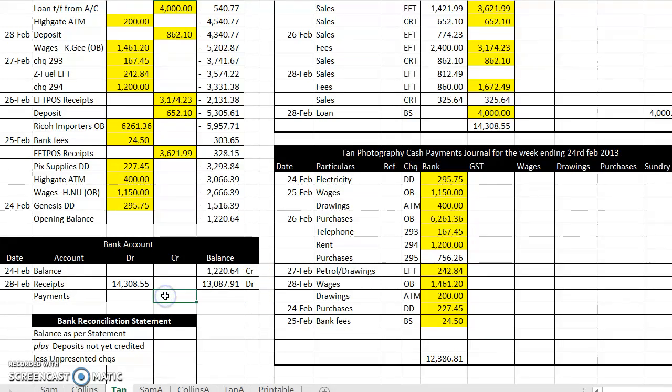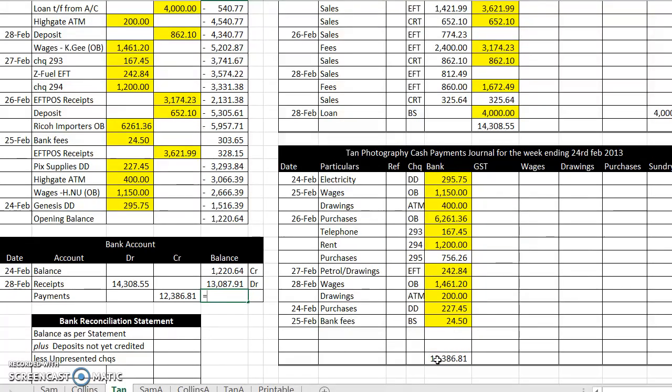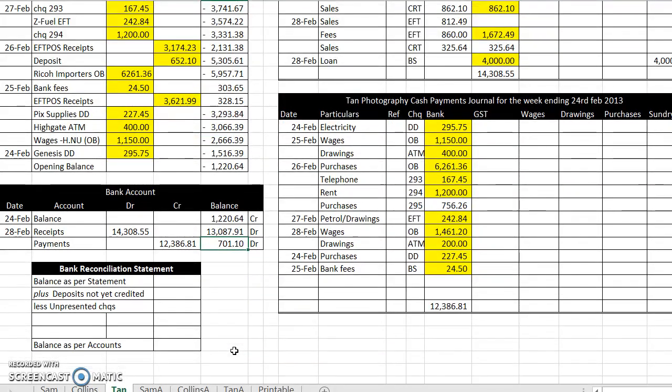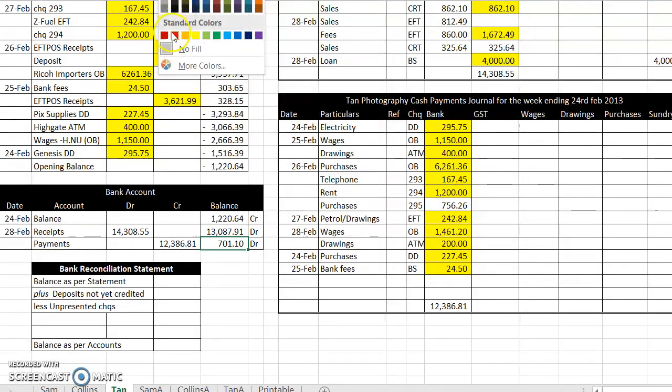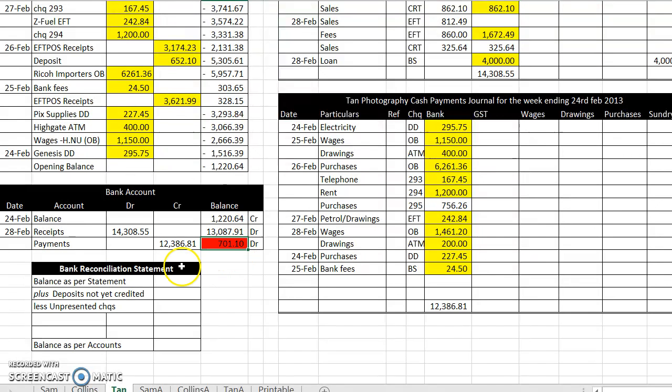For the payments, where do you think our total payments come from? That's right, down here. So the money in the bank minus our total money paid. It's still positive because we haven't gone into negative here, so it's still debit. And so our bank account is $701.10. That's what we're reconciling to. I'm going to make that red to make sure I know that I'm trying to balance to that.